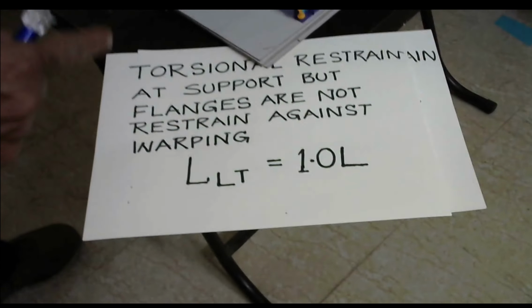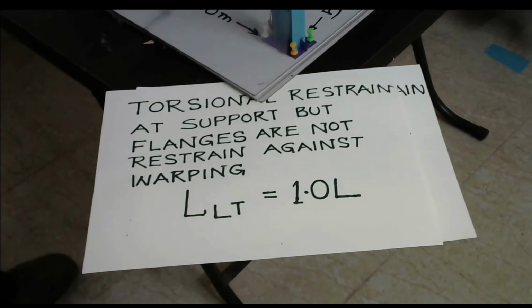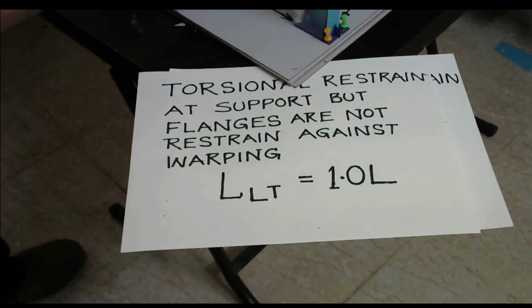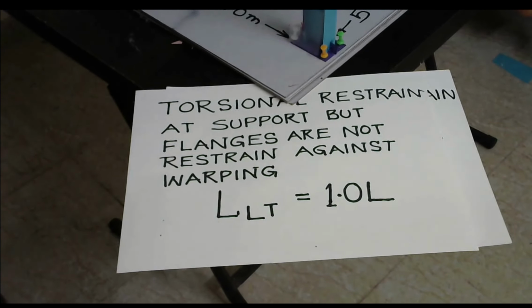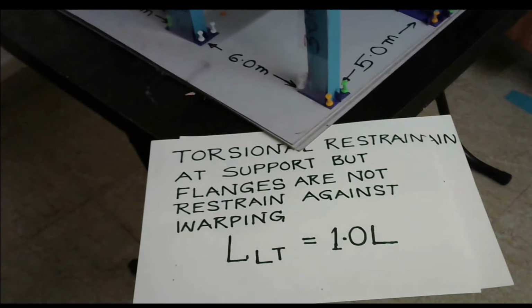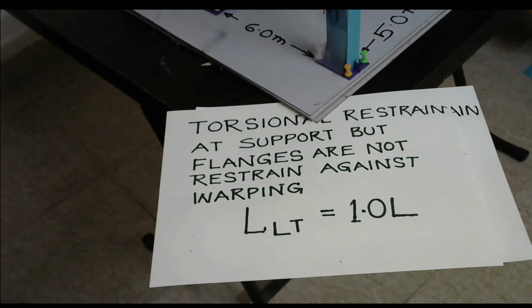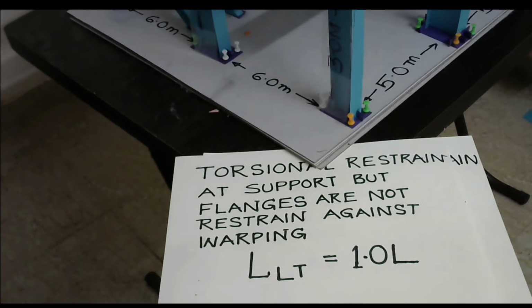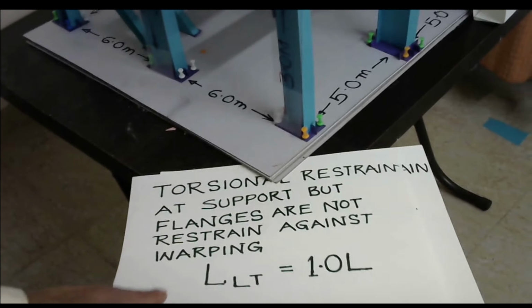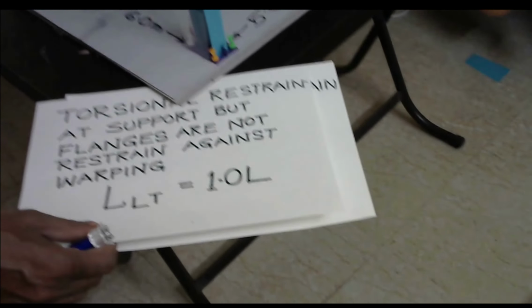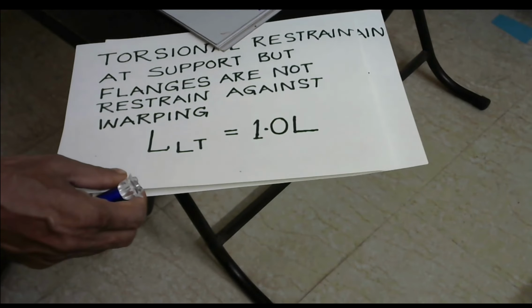The next case is torsional restraint at support, but flanges are not restrained against warping. For that, LLT is 1 L. So in general practice, you usually take the LLT or LX parameter as 1 L, so that we remain on the conservative side. At times we can take 0.85 L if our design situation demands, but we'll keep on taking LLT as 1 L.